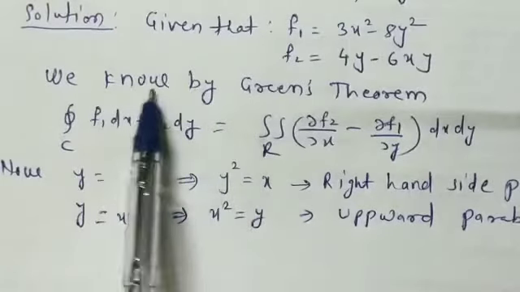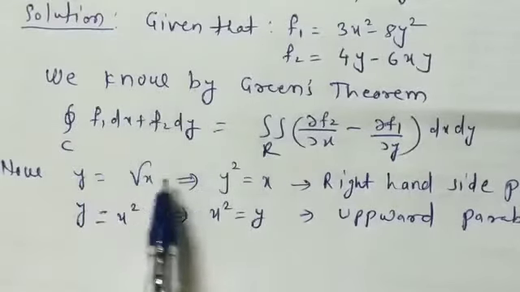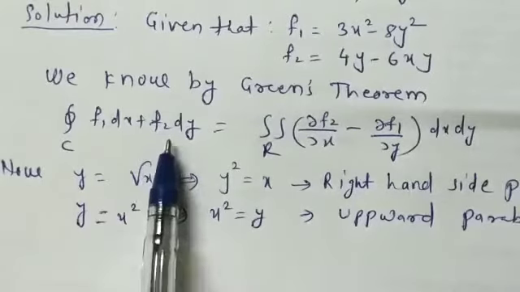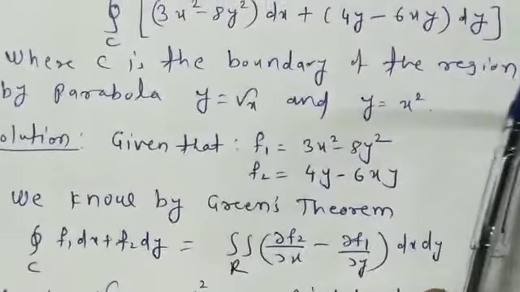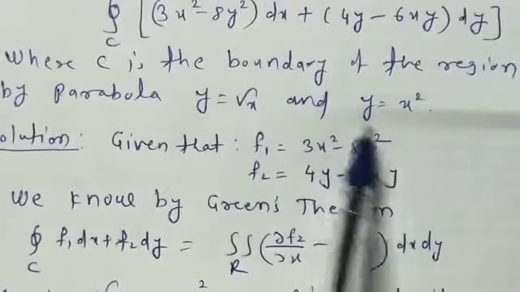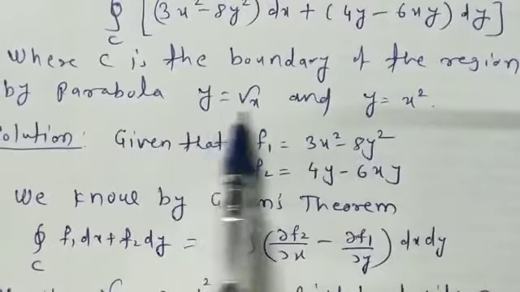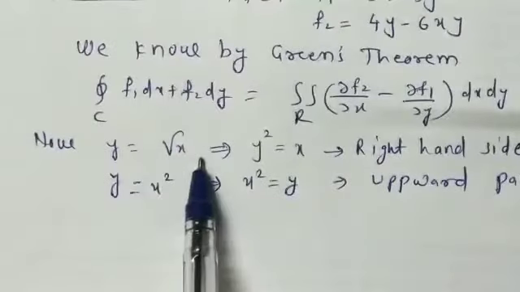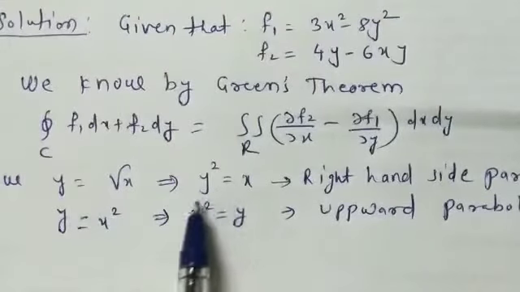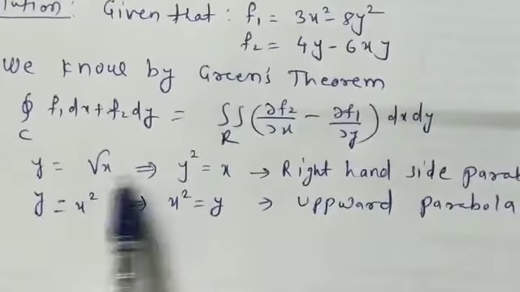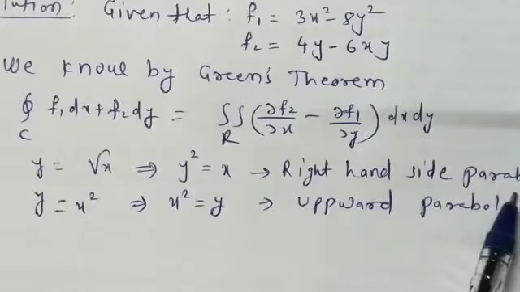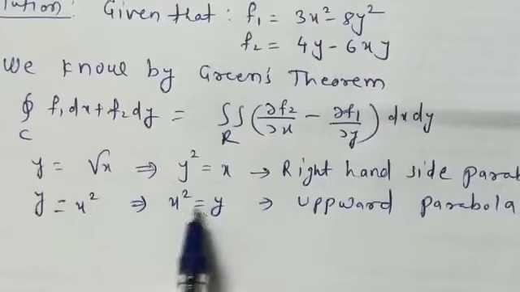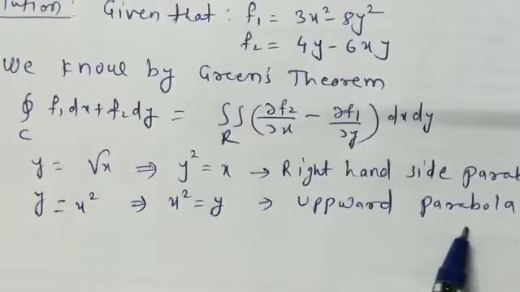Okay, left hand side is a single integral, correct? Now while solving this left hand side, you have to take care of the region. Now this region is bounded by these two parabolas, right? One is y = √x, which is taken here, and the other is y = x², which is here. What it means, students? y = √x is y² = x after squaring both sides. Isn't it the right hand side parabola? And y = x², that is x² = y, is the upward parabola.